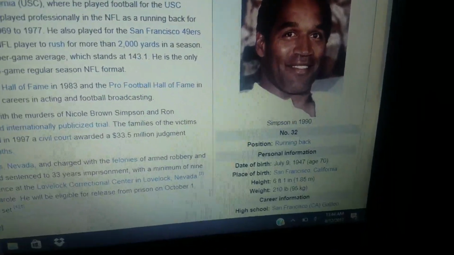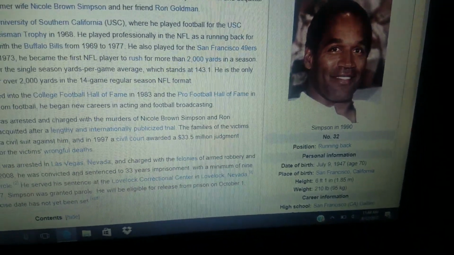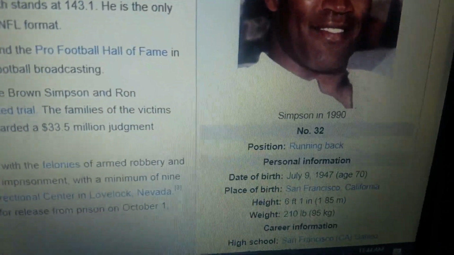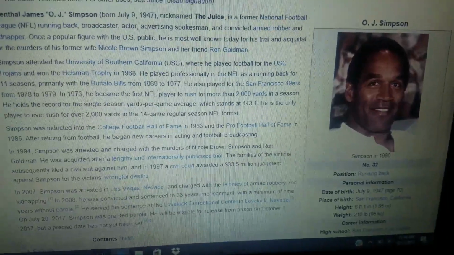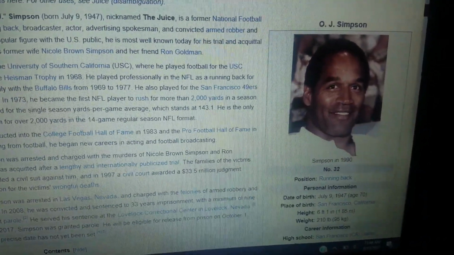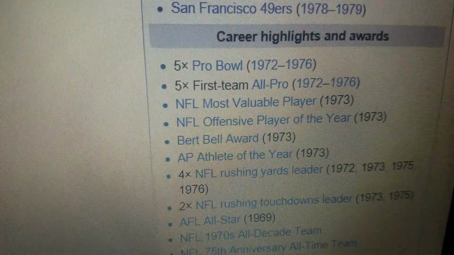O.J. Simpson was born in Frisco and drafted to the Buffalo Bills. Bills, 5 letters. He wore number 32, which is 5, for the Bills. A very deep connection with San Francisco and the number 5. Also, O.J. Simpson was a 5-time Pro Bowler.